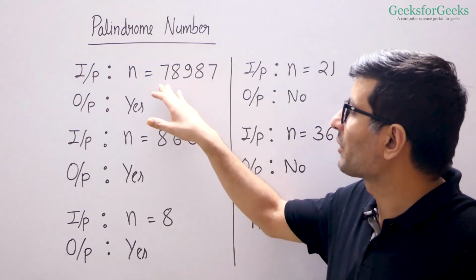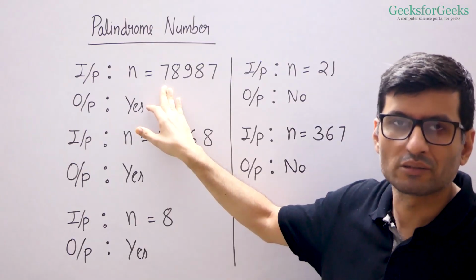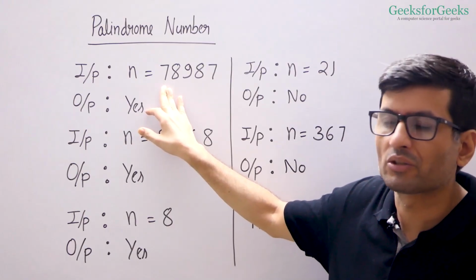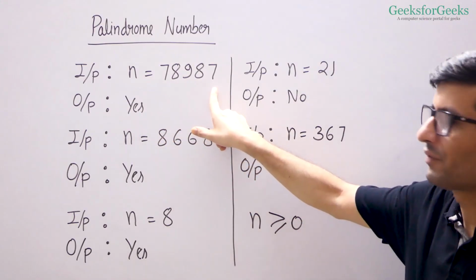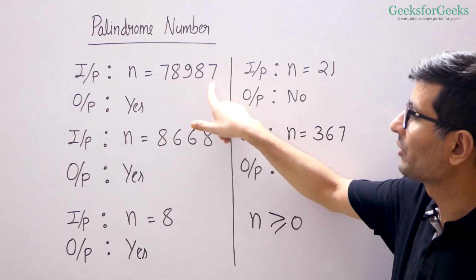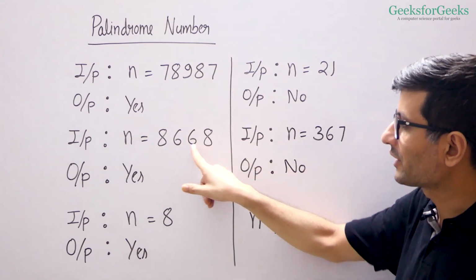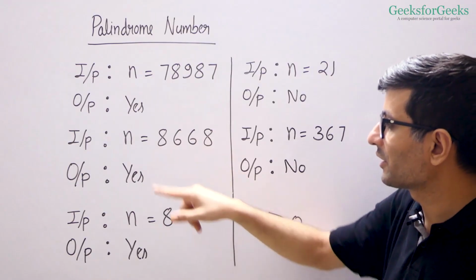So if you read the number from left to right or you read from right to left, you get the same number, then this number is called a palindrome number. And if it's not true, then it's not a palindrome number. For example, 78987. If you read it from left to right, you get the same. If you read it from right to left, you get the same. It's a palindrome number. 8668, again a palindrome number. If you read from right side, 8668.